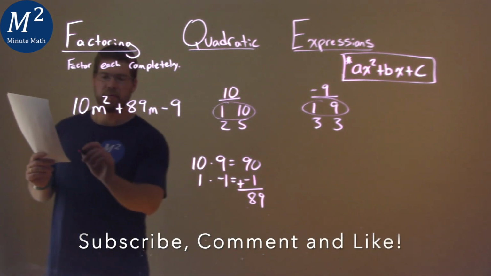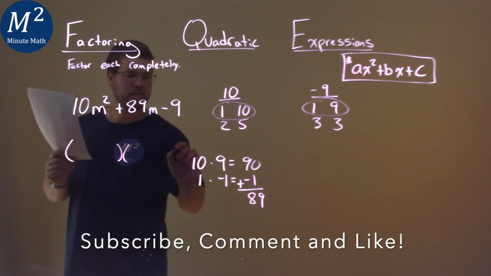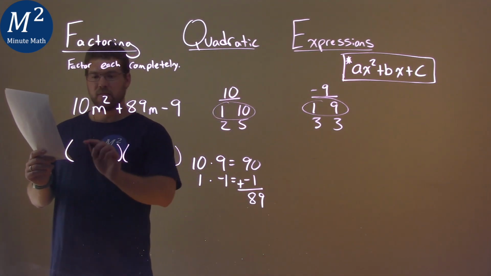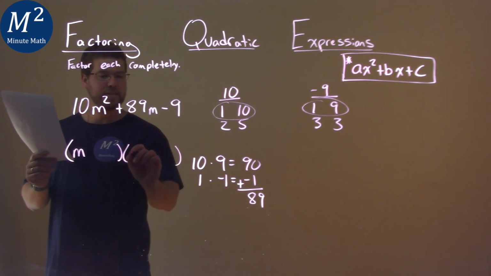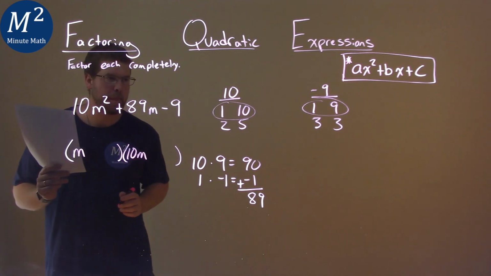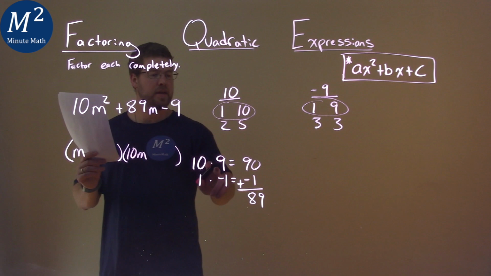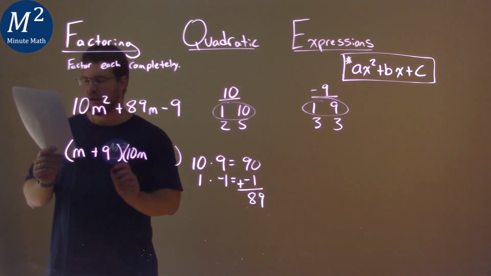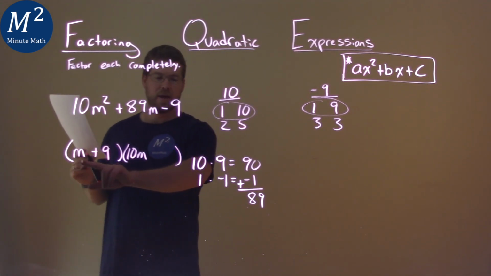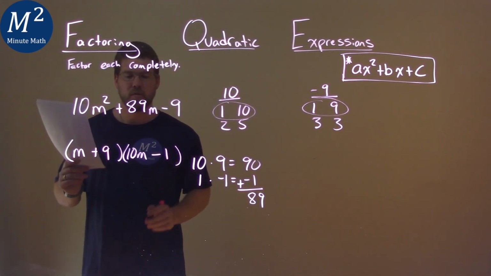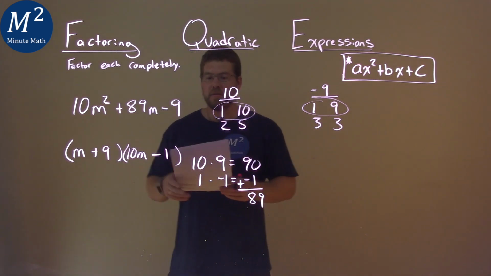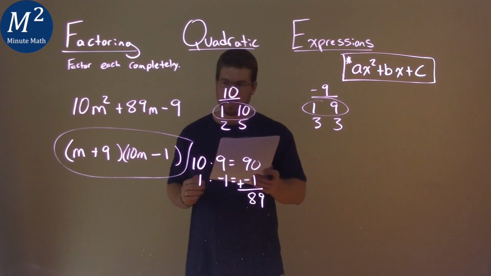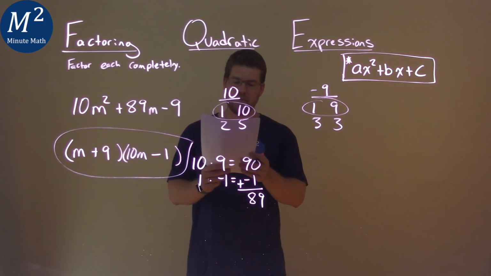So how can we write this out? Well, we know it has to be in this factored form. And our a value breaks down to be 1 and 10. So let's do 1m here and 10m here. Now 10 had to be multiplied by the 9, meaning we got to put the 9 on this side. So we have positive 9 there. And then that 1m gets multiplied by a negative 1 over here. And so there we have it. Our final factored form answer is m plus 9 times 10m minus 1.